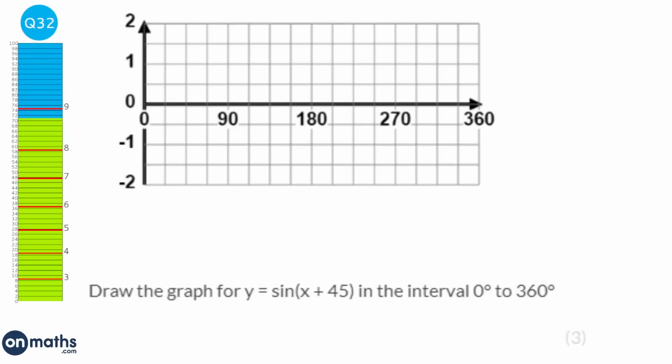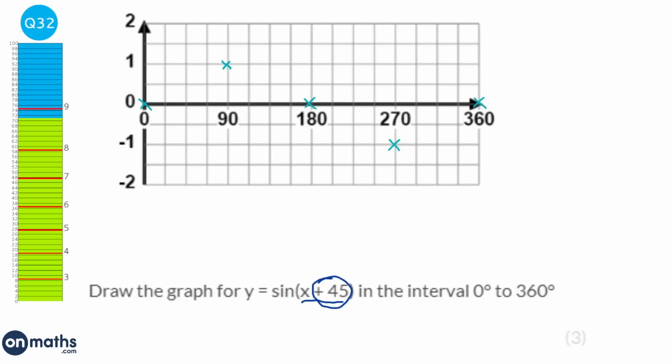A normal sine wave starts at 0, goes up to 1 at 90, down to 0 at 180, down to minus 1 at 270, and then back up to 0 at 360. But here we're given a plus 45 inside the function. Now, a plus 45 actually does the opposite of what you think. You would think that it would move it right 45, but it doesn't. It moves it left 45. So each of these points we're going to move to the left by 45 degrees.